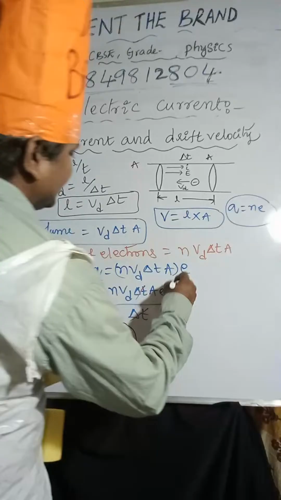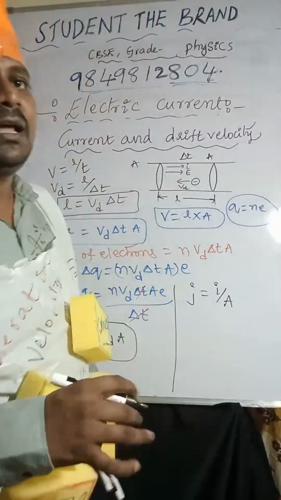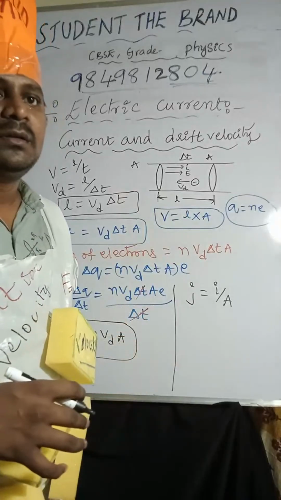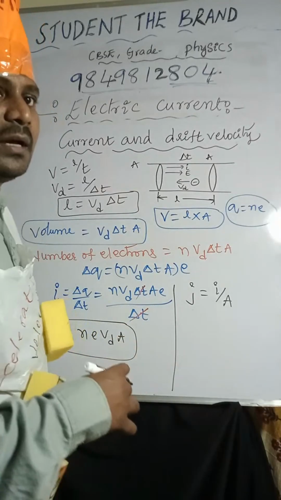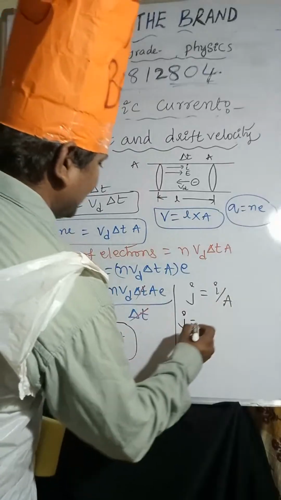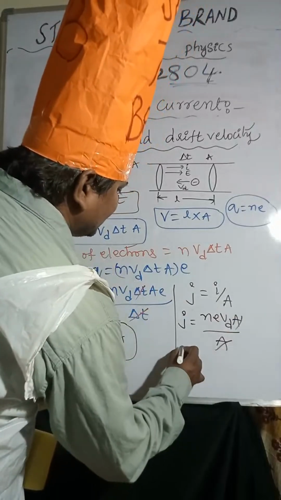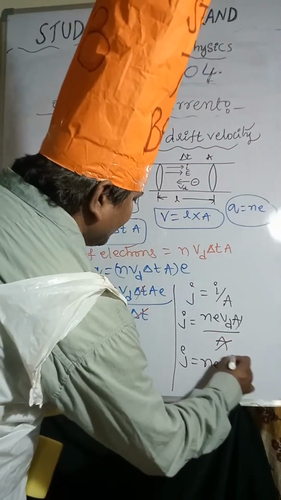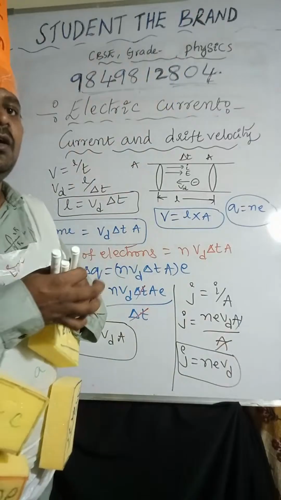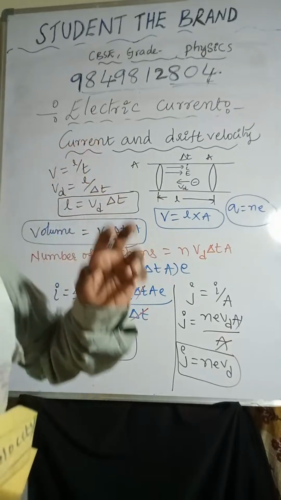Now we know current density. Current density J equals I by A. What is I? N e Vd A by A. A gets cancelled, so J equals N e Vd. So that is the current density. I hope it is very clear. Just check once. So this is about current and drift velocity.